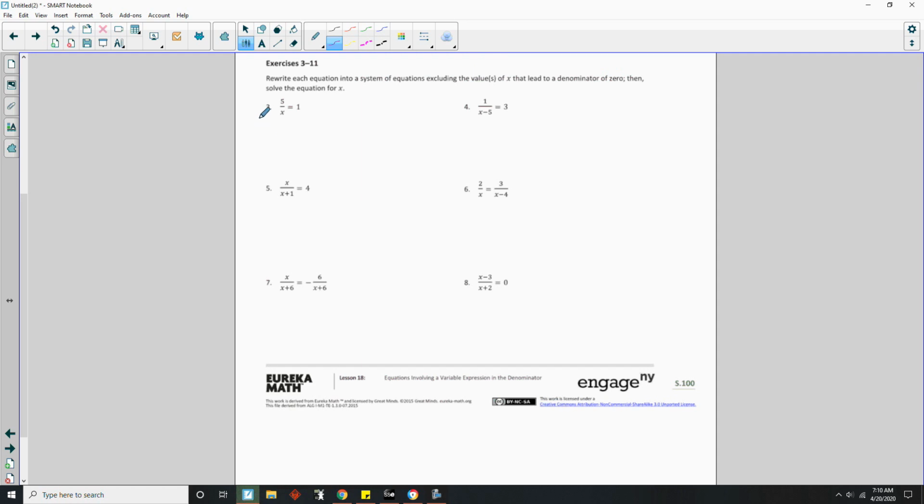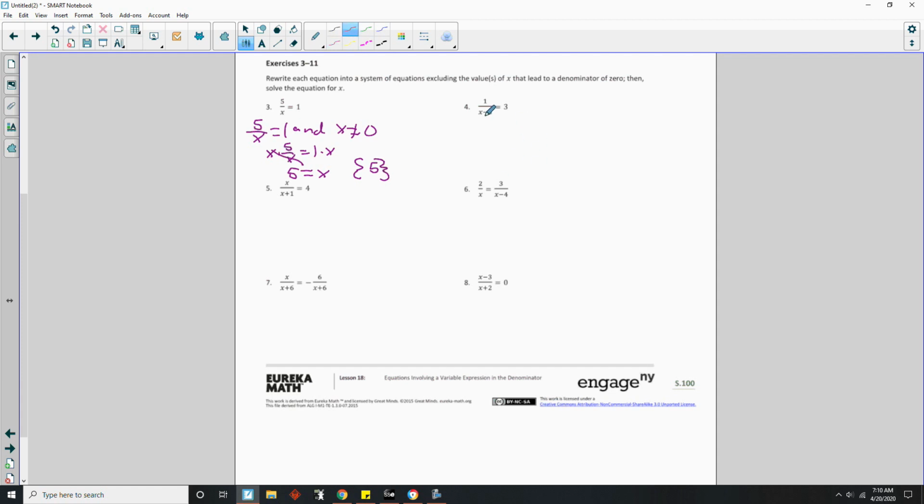So I would say, well, my compound: 5 over x equals 1, and x cannot equal 0. And then it says to solve for it. So if I have 5 over x equals 1 and multiply both sides by x to get it out of the denominator, these cancel and I get 5 equals 1 times x, or simply x, so x equals 5. So my solution set is 5.